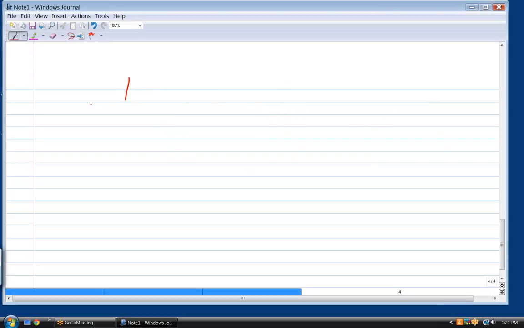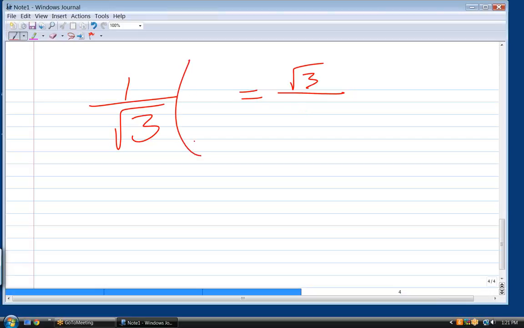Rationalize this for me. So it would be square root of 3 divided by the square root of 3. Remember what I'm doing. I'm attempting to turn the bottom into a whole number. So I'm never going to end up with square root of 3 at the bottom when I rationalize it. I'm going to end up with 3. Oh, I thought you meant that one that you just wrote. Oh, okay. I got you. Okay. Yeah, no, you're going to multiply it by that.